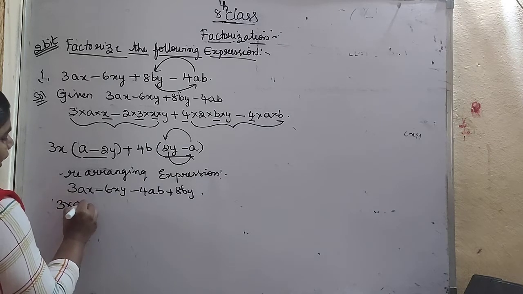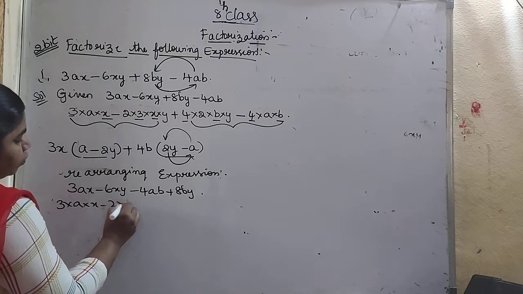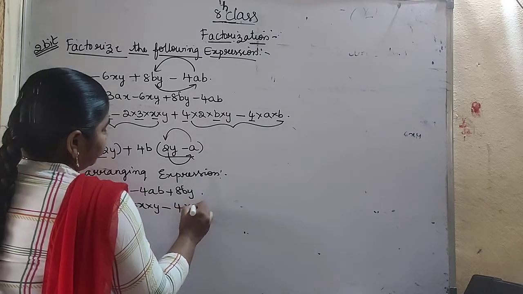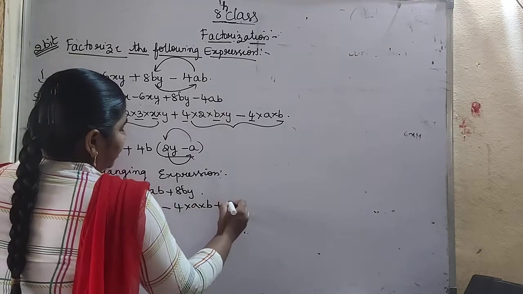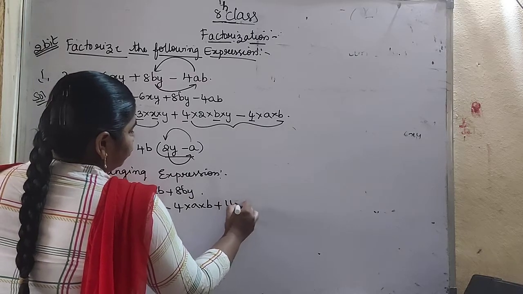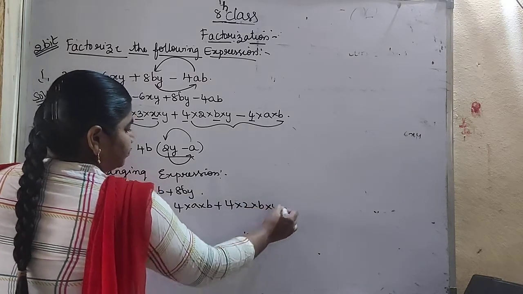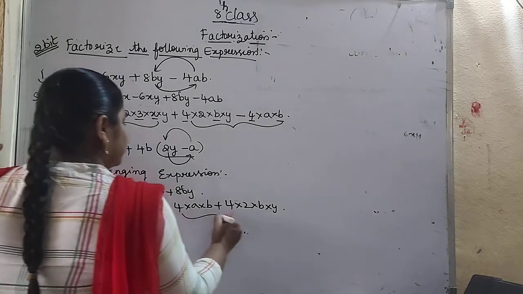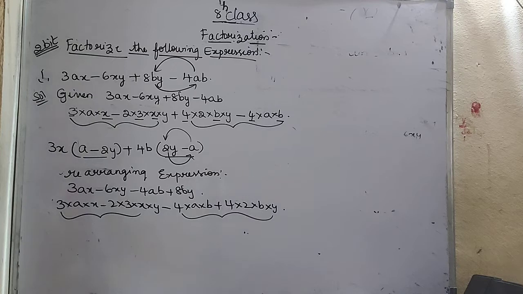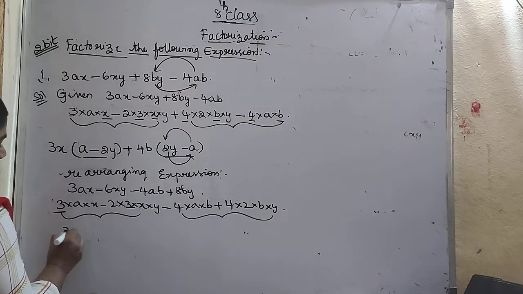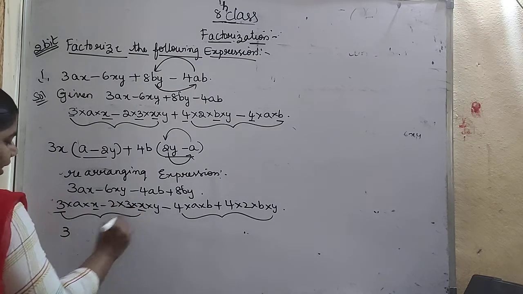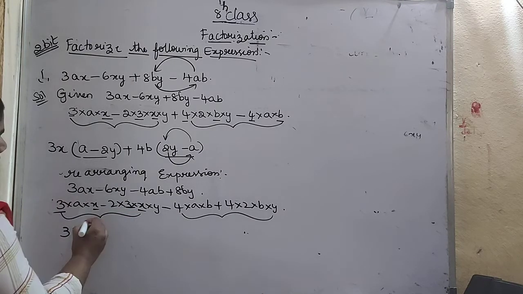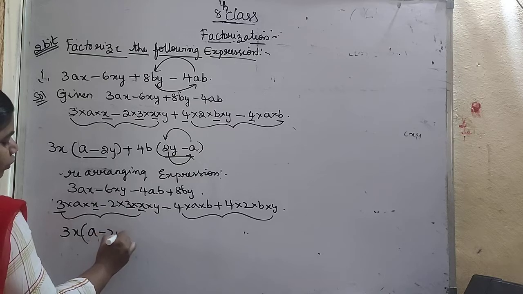So 3 into a into x minus 2 into 3 into x into y minus 4 into a into b plus 8 can be written as 4 into 2 into b into y. Okay, now in these two terms what is common? Here 3 is common, so I am taking 3 outside, and x. So 3x is common in both the terms. Remaining terms we have to write in the bracket, that is a minus 2y.